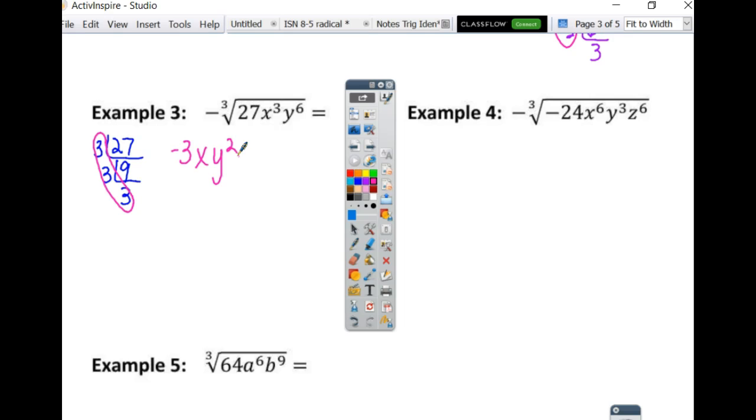Okay, so the next one. I have a negative underneath. So it's negative and it's odd. So which one do I get? I or negative 1? So I already have a negative on the outside, right? So I have negative 1 times negative 1. It's a positive 1. So then I have to simplify the 24.